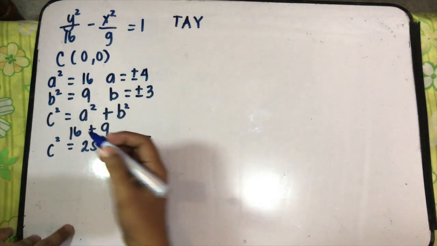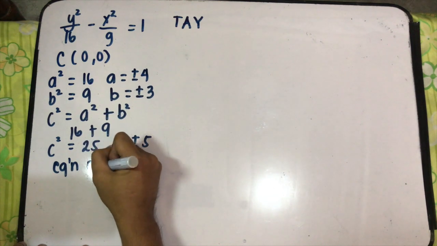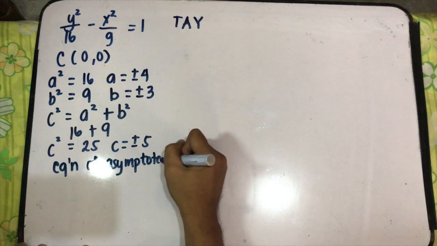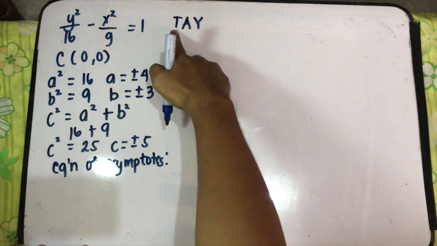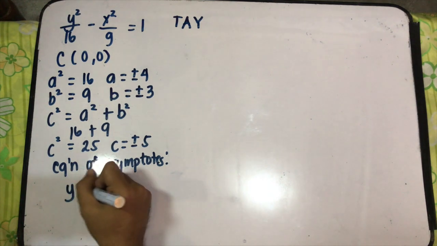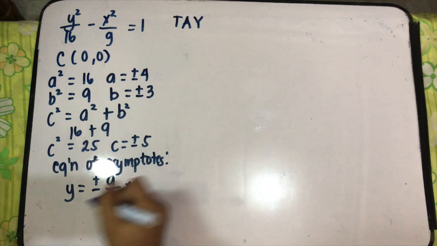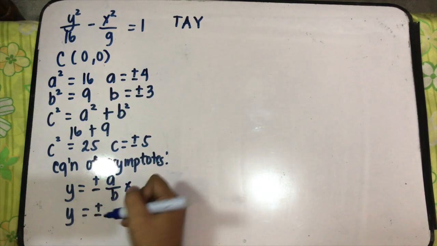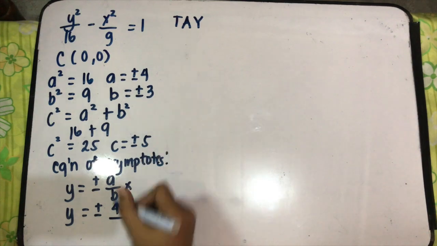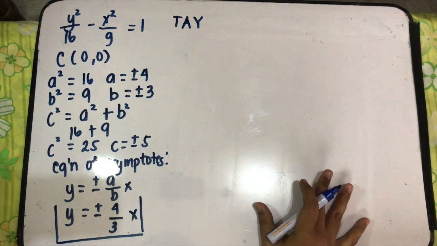Okay, so let us solve for the equation of the asymptotes. Because we have a vertical transverse axis, the equation of the asymptotes would be y is equal to plus minus a over b x. Therefore, y is equal to plus minus, what is our a? Our a is 4 and our b is 3. Therefore, this is now the equation of our asymptotes.